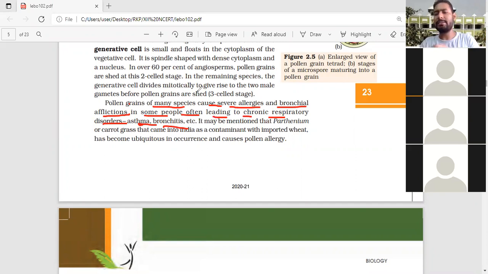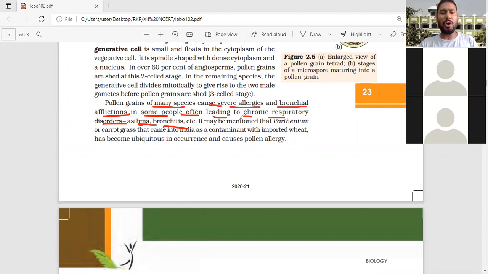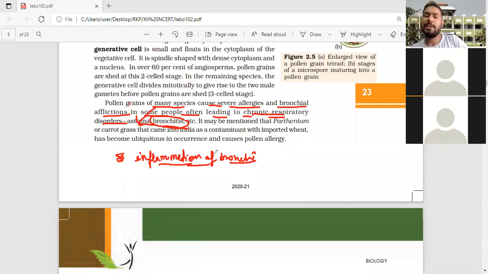If they inhale this pollen grain, it can cause diseases, maybe bronchial afflictions, or it can also cause chronic respiratory disorders such as asthma and bronchitis. Bronchitis means swelling of the bronchi. If the suffix -itis comes anywhere, that means inflammation. Inflammation of the bronchi is called bronchitis.